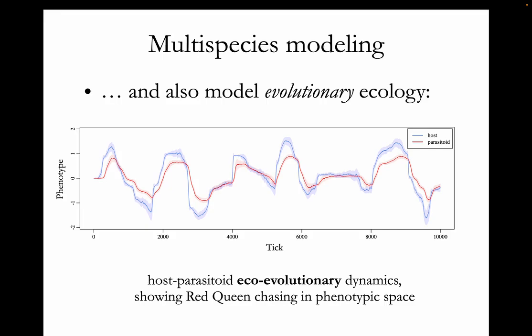When the model starts, the host species evolves away from zero, away from the parasitoid's initial hunting preference, responding to the selection pressure exerted by the wasps. The wasps chase after them in phenotypic space, and we get some interesting Red Queen chasing dynamics over time. So now we have coevolutionary phenotypic cycling happening in the model, in addition to the population cycling that was happening already.